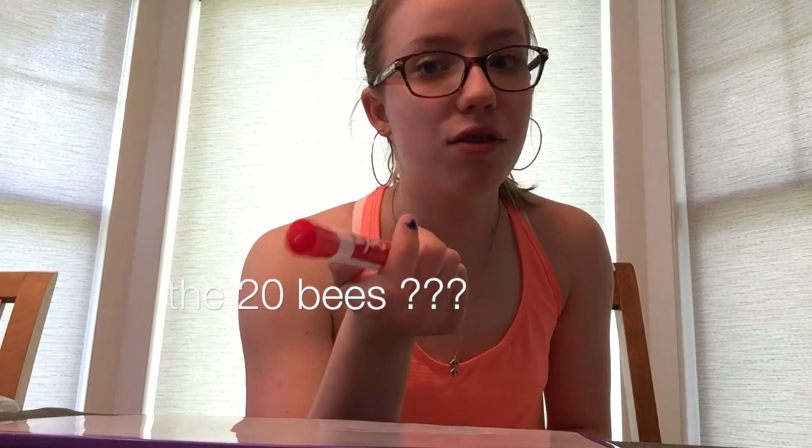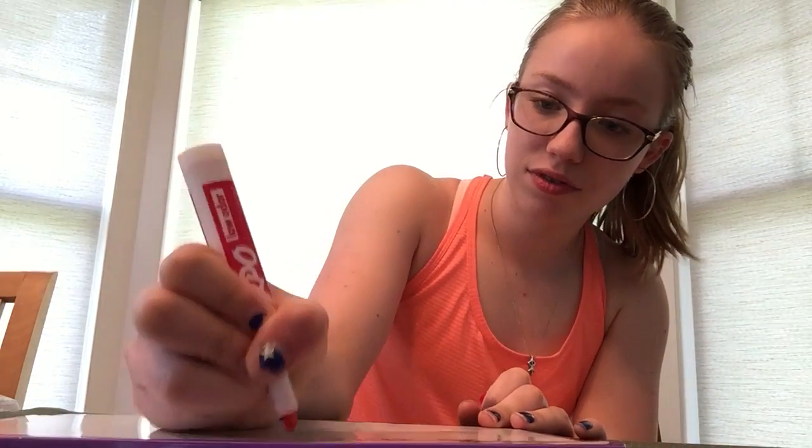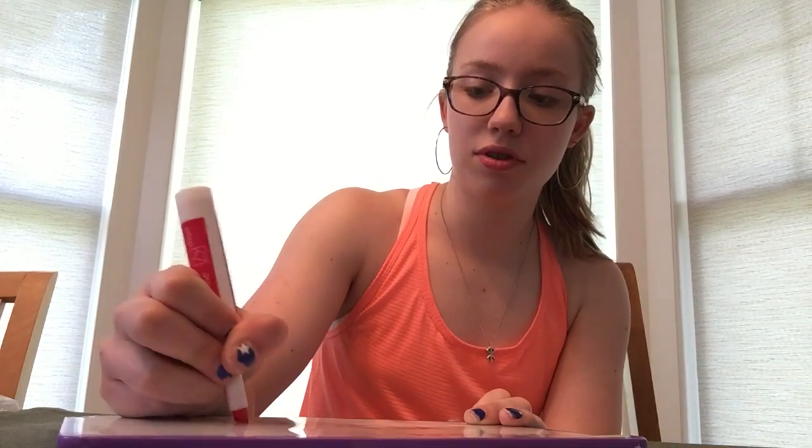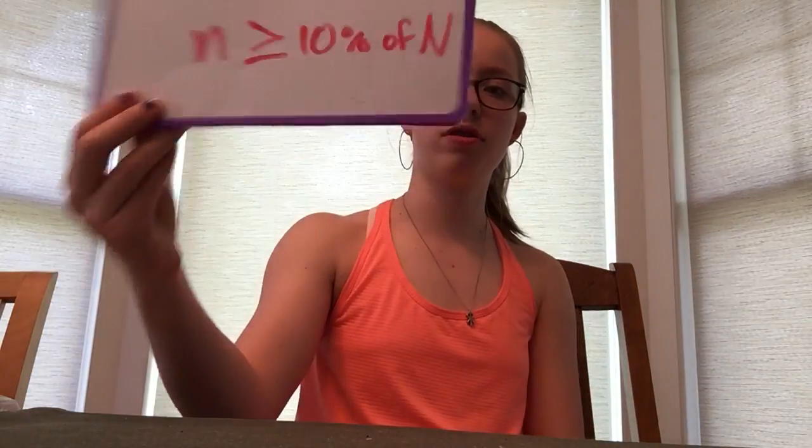If your population distribution is normal, then your sampling distribution will be normal. If you pay attention to the 20 bees. Because if you don't follow the 10% rule, then your whole thing is messed up. So follow the 10% rule. The 10% rule, if we need a review, is that n, your sample n, must be at least 10% of your population number.